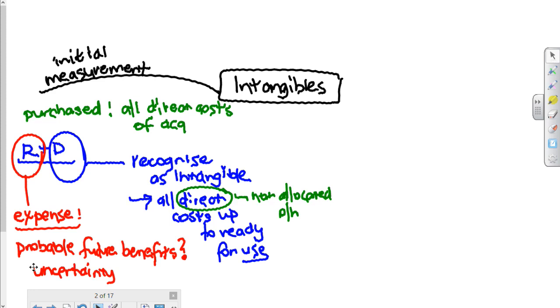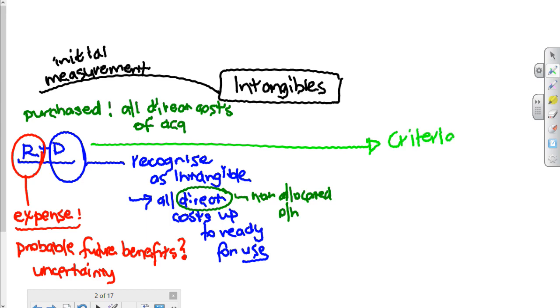But there's some rules. There's some criteria. How do we know when we've got research and when we've got development? There's criteria that need to be met to distinguish between research and development. And they're there in your handouts on page 2.